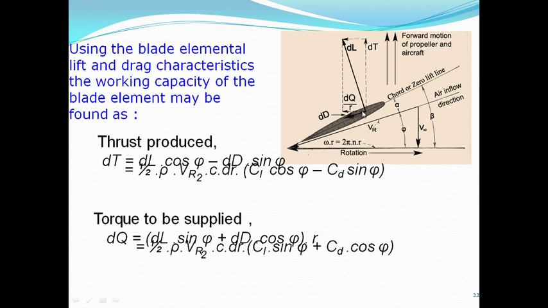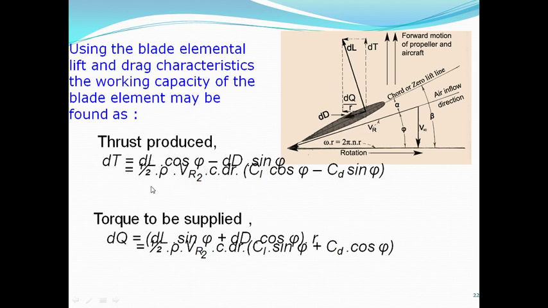In the class, we have seen all the angles. Whatever angle you have here, the same angle exists here, because this is perpendicular to this. Here this is the resultant, this is perpendicular to this, and DT is perpendicular to this. So the angle between DL and DT is also phi. That's all we discussed in the class. So this thrust force is obtained from DL cos phi minus DD sin phi.